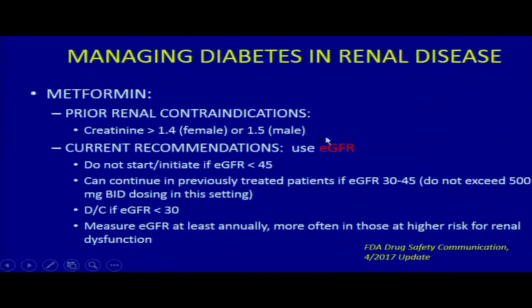They recommend not using serum creatinine, but eGFR, which is a better indicator of renal function, particularly in older individuals or patients with decreased muscle mass. They still recommend not starting metformin if your eGFR is less than 45. But if you're already on it and your eGFR is between 30 and 45, they say it's okay to continue metformin, but adjust the dose toward the moderate level rather than the maximum level. If the eGFR goes below 30, you're obliged to discontinue the medication, and you should be assessing their renal function at least once a year, more frequently in people that may be more at risk for renal insufficiency. This is good. We can use it in more patients than we used to be able to.